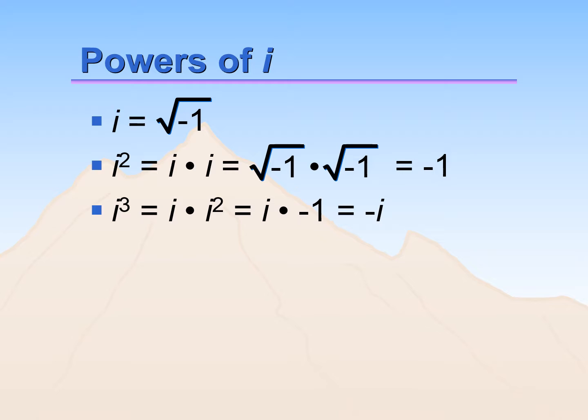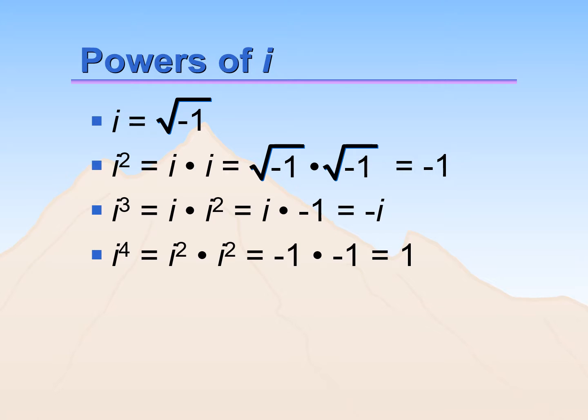Now, i cubed is the same as saying i times i squared. Remember, just right above it, we said that i squared was the same as -1. So i times i squared becomes i times -1. We replace the i squared with -1. So we have i times -1, which is -i.